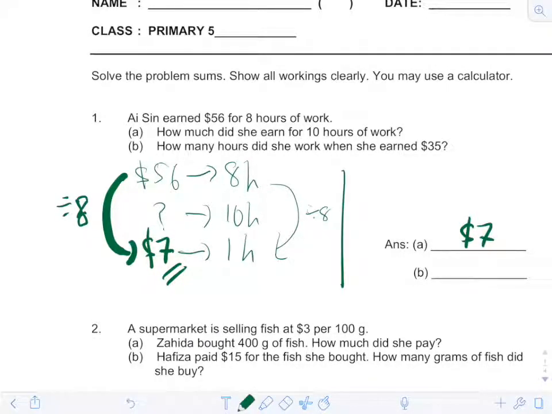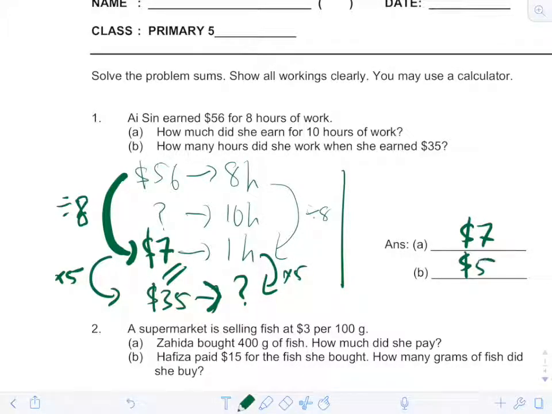Now the next part of the question, how many hours did she work when she earned $35? So now you're going to change this $7 into $35. And from here, you're going to find the question mark. From $7 to $35 is times 5. So for this 1 hour here, we times 5, you'll get 5 hours.